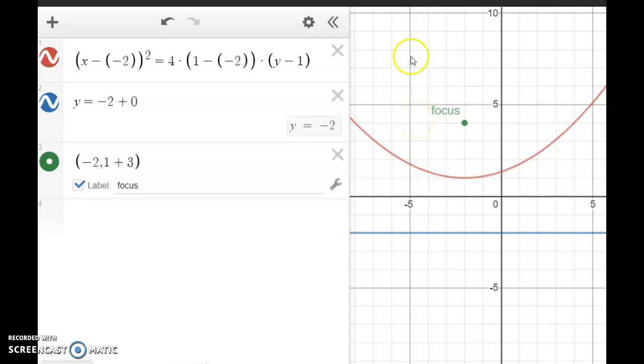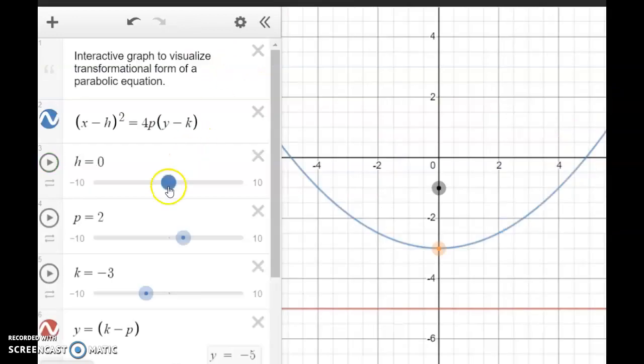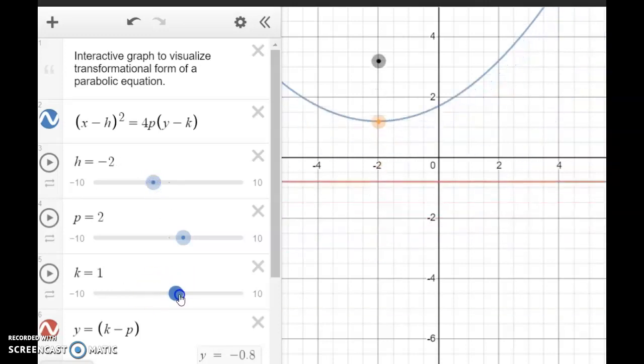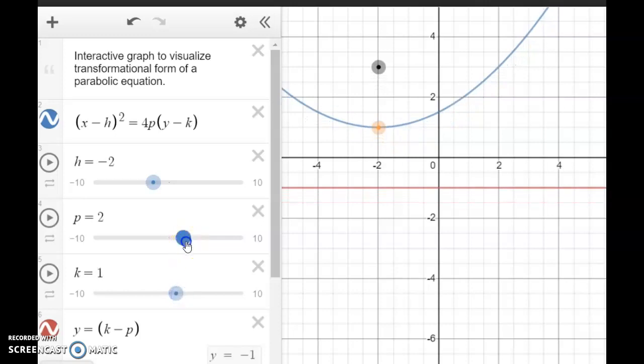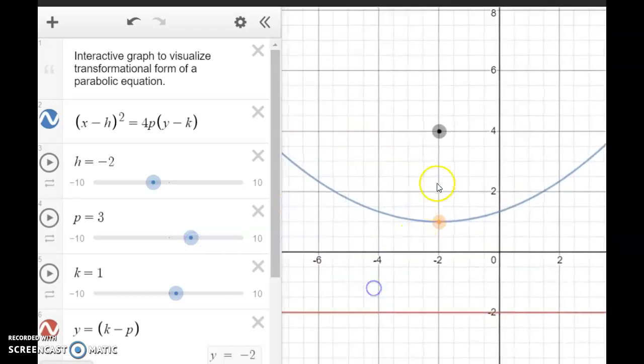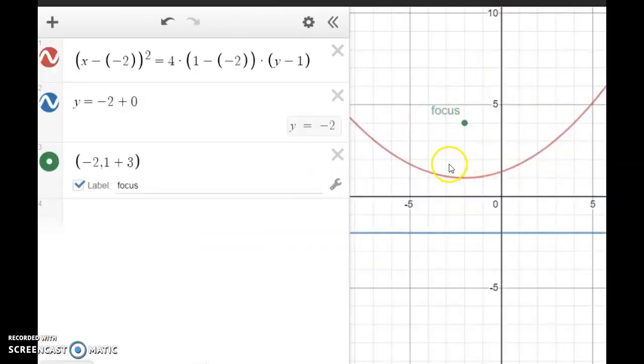And again, if I go over to the other one, I have to remember which numbers these are. So I have a -2, and I have a 1, and I have a 3. So -2 is the h, the 1 is the k, and the p was a 3. There we go. Again, when I put that in, the focus is here at -2 and 4, the vertex -2 and 1, and the directrix is -2, and then it opens like this. That's exactly the same thing that I have over here.